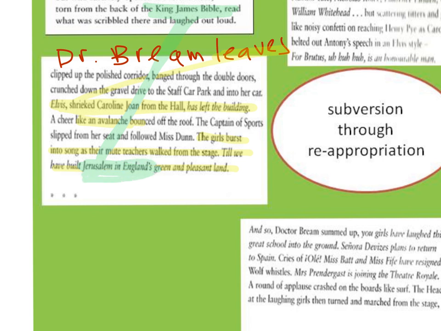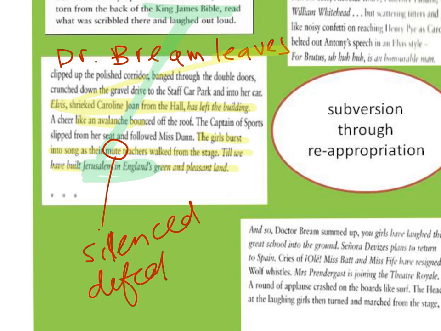So the girls burst into song of the song Jerusalem as their mute teachers, they've been defeated, they have been silenced, they walk away in defeat, they walk from the stage. And then we get the line from Jerusalem, which the girls are presumably singing. I'm not going to sing. A daft Elvis voice is quite enough, thank you. We have till we have built Jerusalem in England's green and pleasant land, beg your pardon.